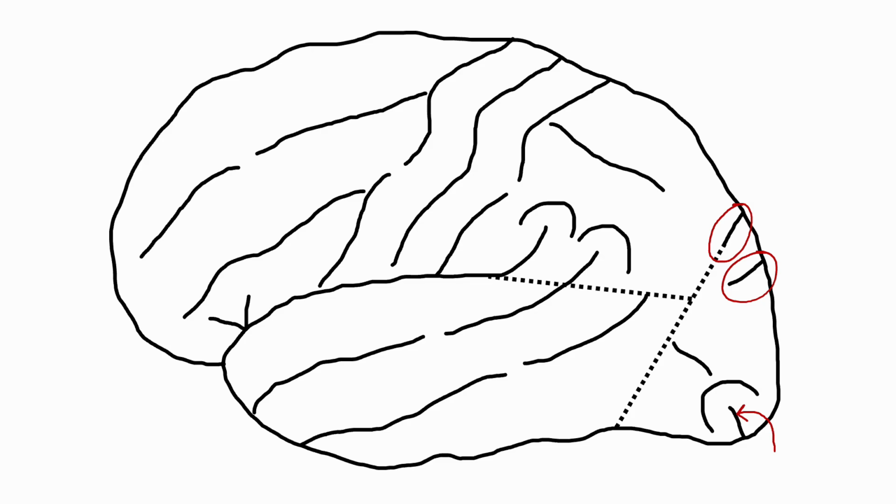And for completion's sake, the cortex surrounding the parieto-occipital sulcus, that is this particular area, it is known as arcus parieto-occipitalis. It lies in both parietal and occipital lobes. We will move on to see the sulci and gyri on the medial surface of the cerebral hemisphere.